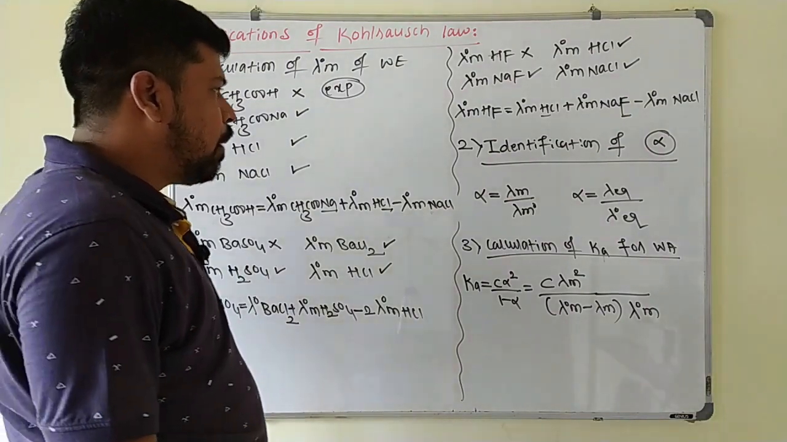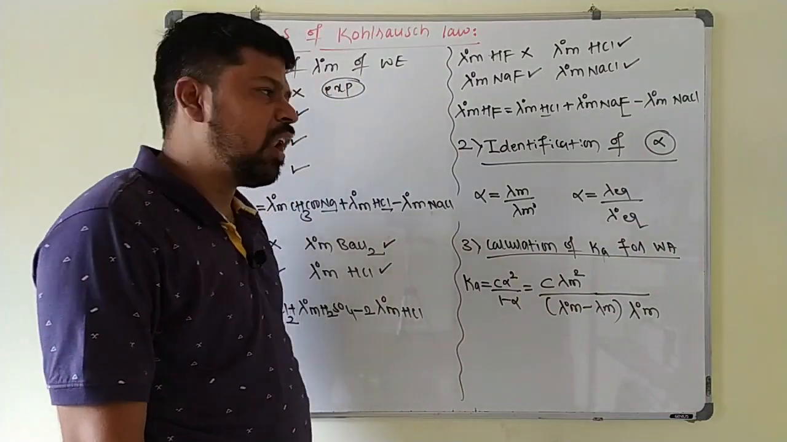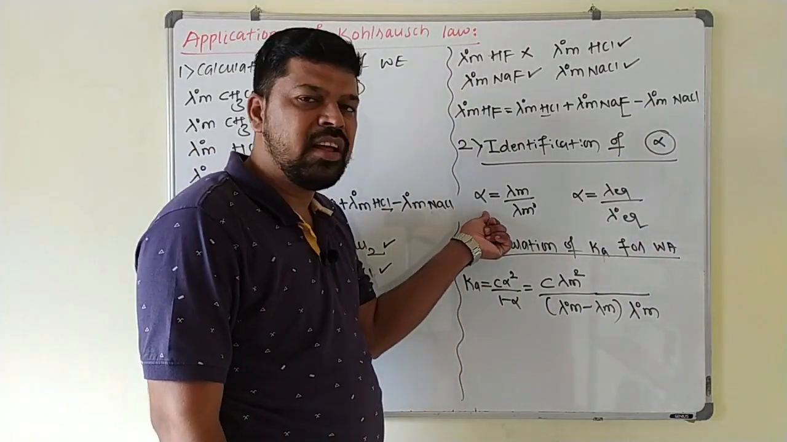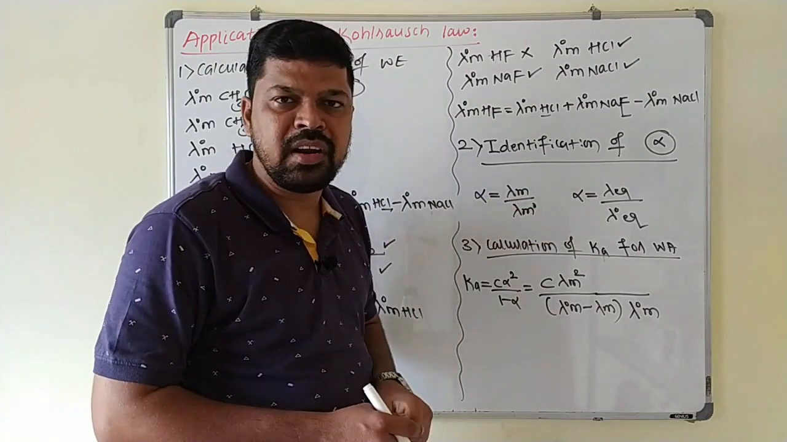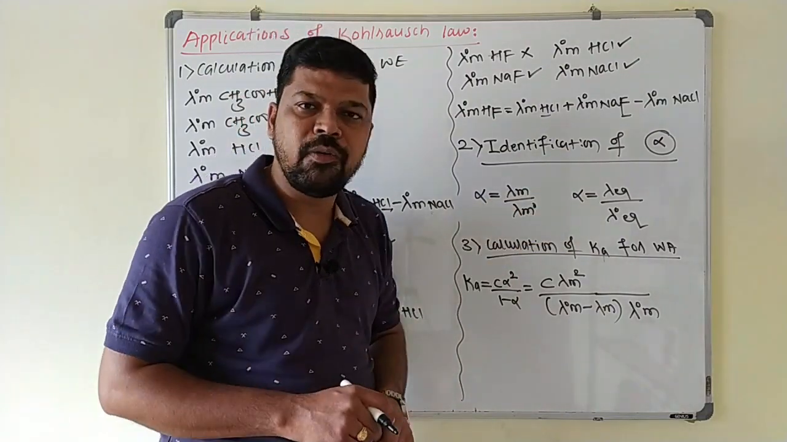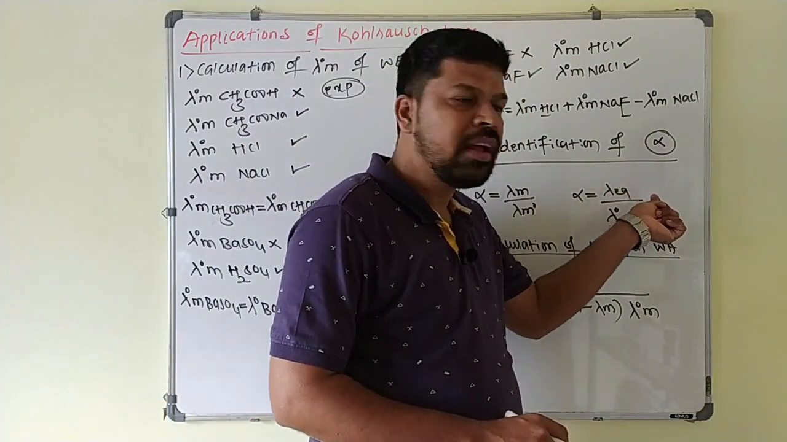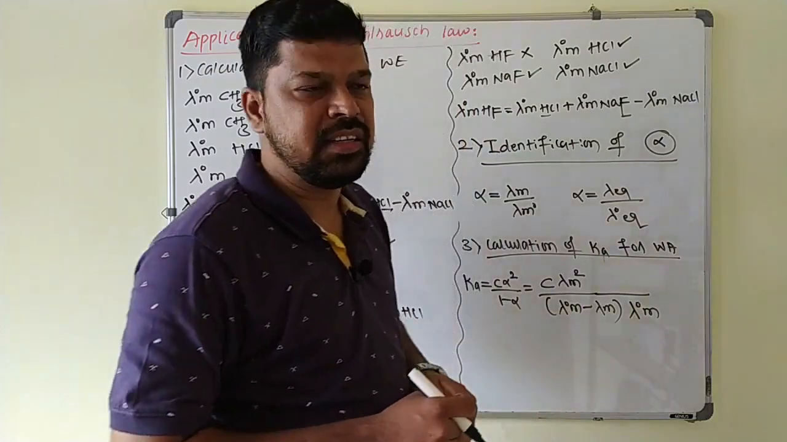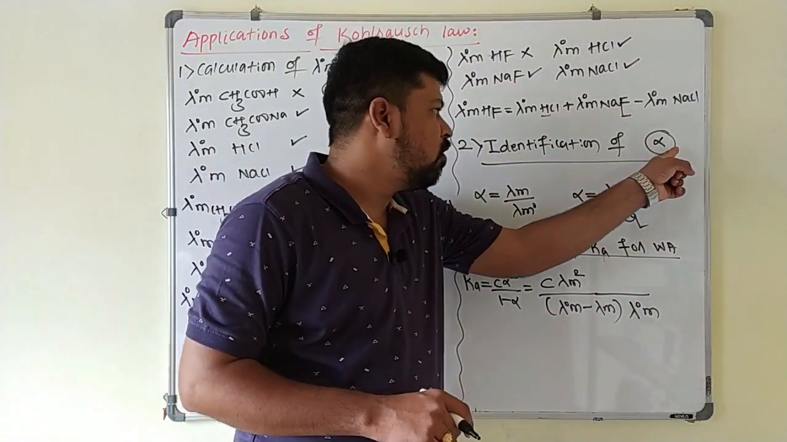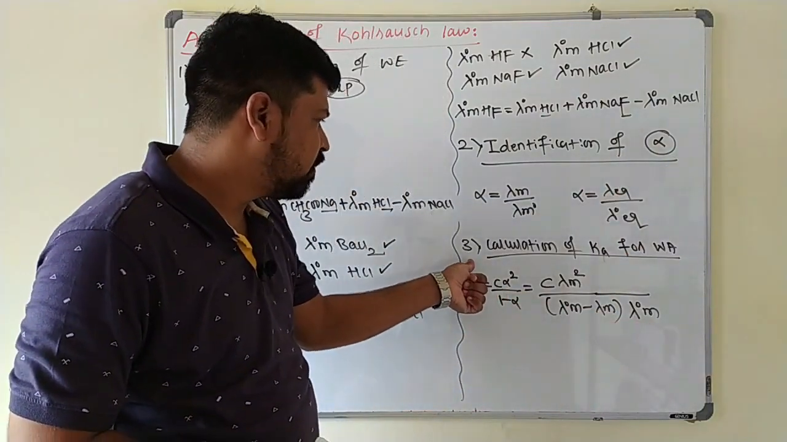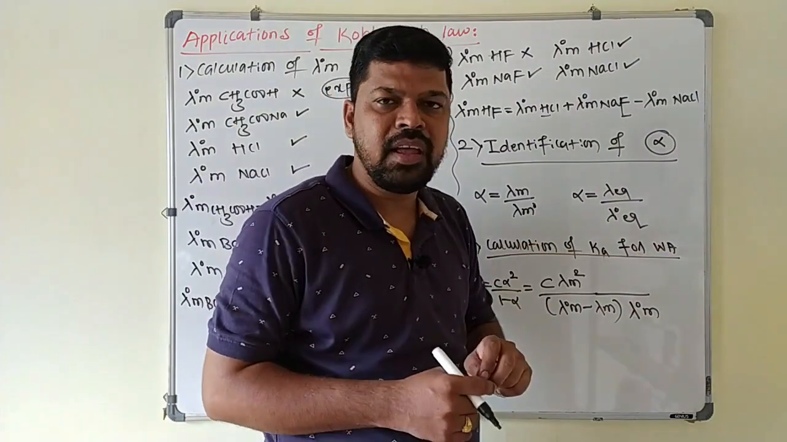So the next application of this Kohlrausch law is identification of degree of dissociation, that is alpha value. Alpha value is calculated by using this formula. Alpha is equal to molar conductivity divided by limiting molar conductivity, or else if you are using equivalent conductance, alpha will be equal to equivalent conductance divided by limiting equivalent conductance here. So again, by using this Kohlrausch law, since you can calculate alpha value, by using this alpha value you can calculate what? That is dissociation constant for weak acid, that is K for the weak acid can be calculated.